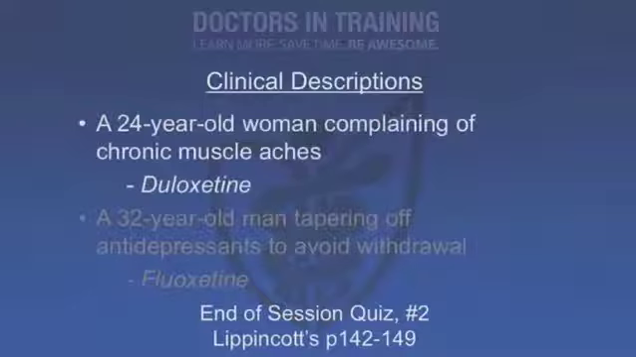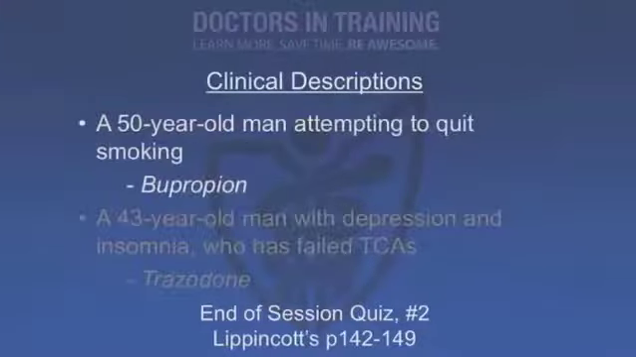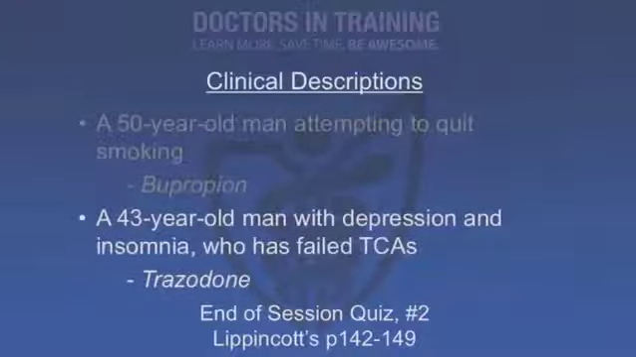A 24-year-old woman presenting complaining of chronic muscle aches. Duloxetine. A 32-year-old man tapering off antidepressants to avoid withdrawal. Fluoxetine. A 50-year-old man attempting to quit smoking. Bupropion. A 43-year-old man with depression and insomnia who has failed TCAs. Trazodone.